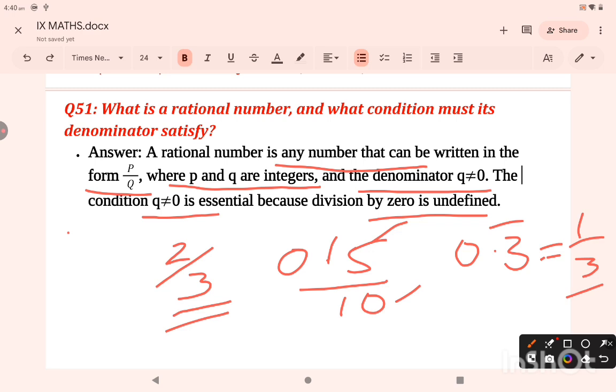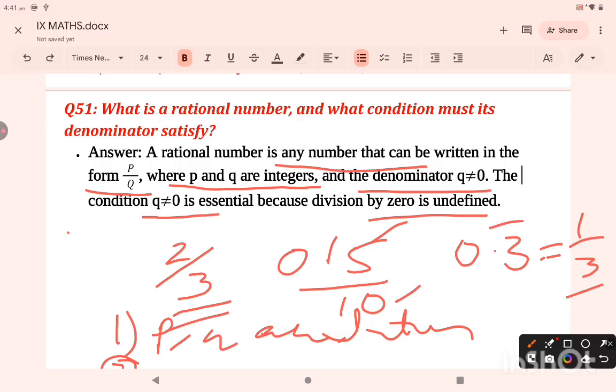What are the key points here? In that p by q, p, q are the integers. Both integers, first condition. Now second one, q not equal to 0, the denominator can never be 0. When a fraction satisfies these two conditions, then that is a rational number.